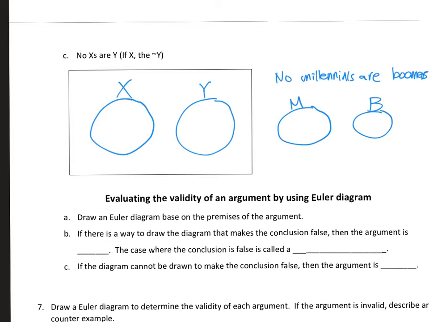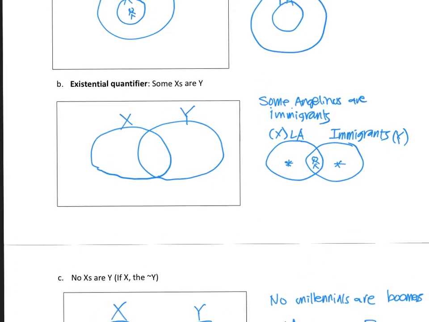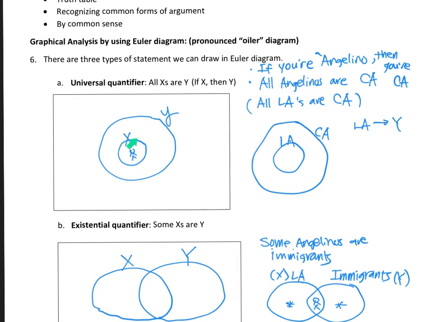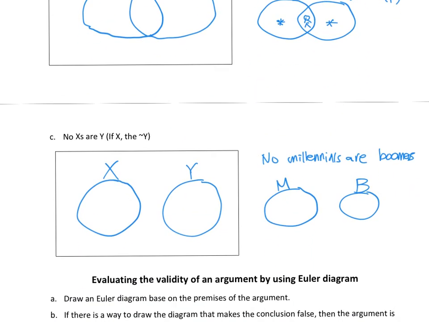So we have the case where they don't intersect at all. That means no x are y. If they have an intersection, possibly some x's are y. One is completely inside the other when it says all x's are y, right? So we have these three cases, possibly.